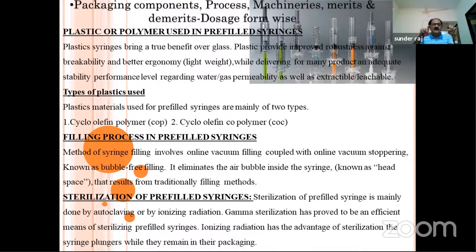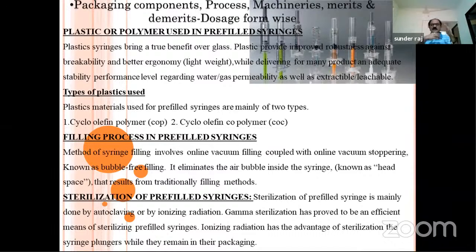Pre-filling process. The method of syringe filling involves online vacuum filling coupled with online vacuum stoppering, known as bubble-free filling. It eliminates the air bubble. There should not be any air bubble in the solution or in the empty space above the medicament, because if an air bubble goes into the blood, it will have a very severe side effect. So we should avoid the air bubble. To avoid it, there is only one way: using vacuum filling, which avoids the entrapment of air from the atmosphere. So the filling process is done by vacuum filling.